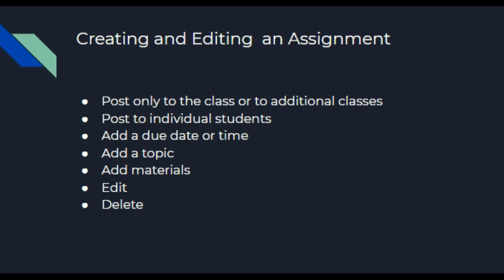You can add a due date or time so the kids know, and you can even say that you won't accept assignments if they're not turned in by the due date. You can add a topic to your assignment, which is basically like a category, which makes it easy to organize and easy for your students to navigate through Google Classroom. You can add materials, like I said, videos, links, documents, anything that you need for your students to complete their assignments. And once your assignment is done, you can edit it or delete it. So you're not stuck once you post the assignment.